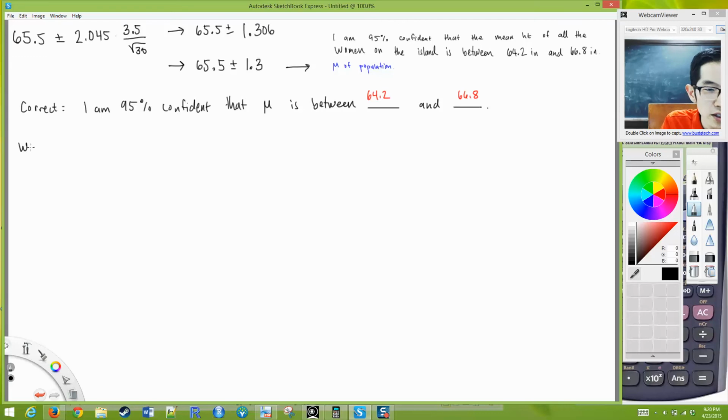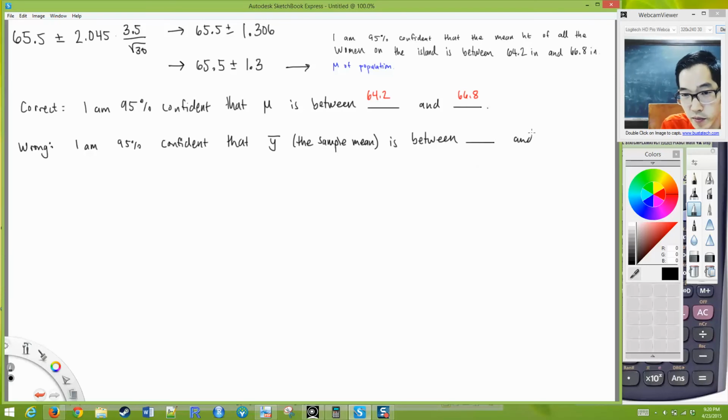Wrong, let's say, would be to say I am 95% confident that y bar, which is the sample mean, is between blank and blank. Why is this wrong? We know the sample mean, right? It's meaningless to assign a value of confidence to the sample mean. We're 100% certain that the sample mean is this, because we know the sample mean.